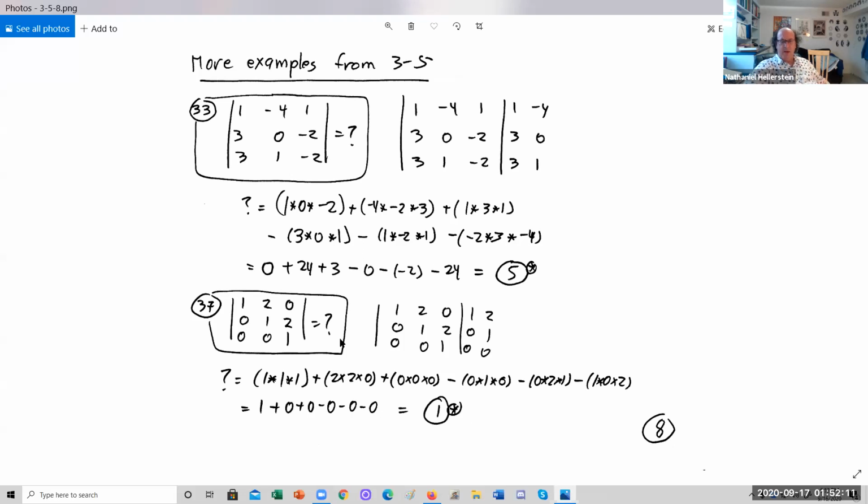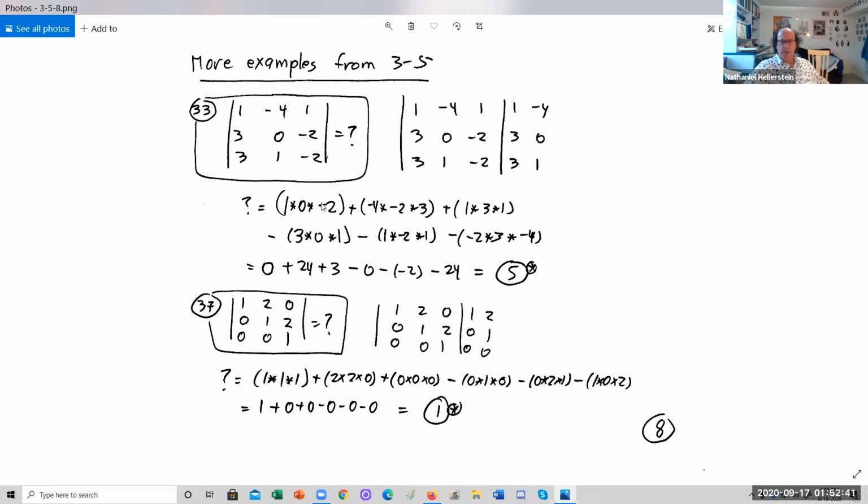Okay, so here are 2 examples of 3x3 matrices. 1, -4, 1, 3, 0, -2, 3, 1, -2. What's its determinant? All right, now I write the first column 1, 3, 3 here, the second column -4, 0, 1 here. Okay, so you take products along downward-going diagonals and add them, and then products along upward-going diagonals like these and subtract those.